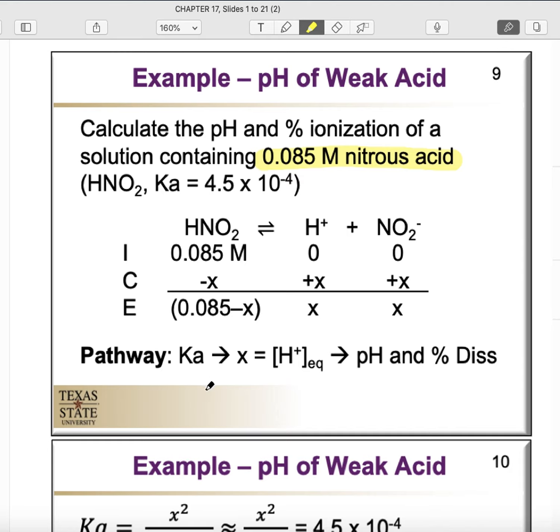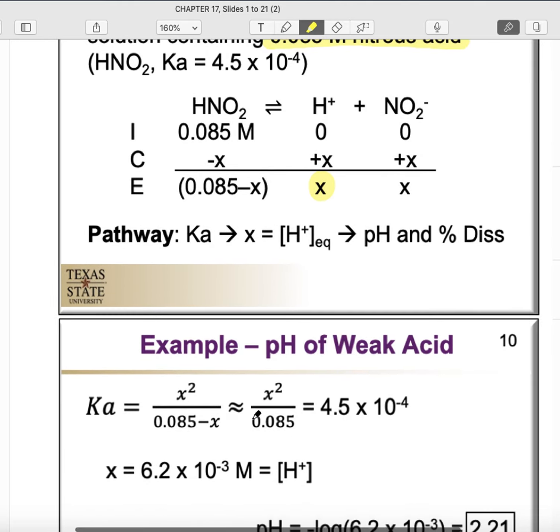Utilizing that Ka expression, we're going to solve for x, and since according to our ICE chart, x represents the hydrogen ion concentration at equilibrium, then once we have that x, we can go ahead and calculate the pH by taking the negative log of that hydrogen ion concentration at equilibrium. Once we have that, we can also find the percent dissociation, which is the same thing as the percent ionization, by taking the concentration of hydrogen ion at equilibrium and dividing it by the starting concentration of our acid and multiplying by 100 to make it into a percentage. So that's the pathway that we're going to take. You can see the process in the next slide.